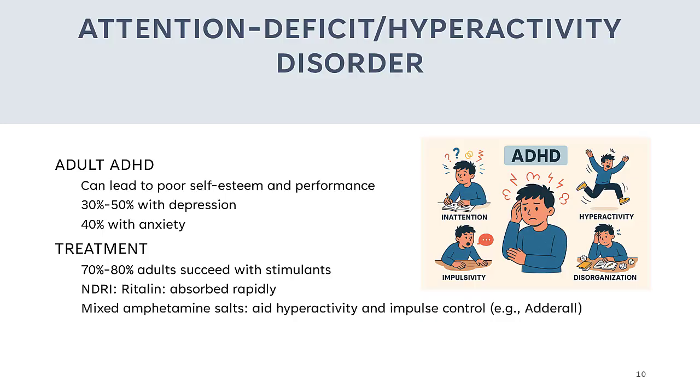NDRIs, such as Ritalin, is historically the first line of treatment. It is absorbed rapidly, and it has a first-pass hepatic metabolism. Mixed amphetamine salts. These are central nervous system stimulants that affect the chemicals in the brain and nerve cells that contribute to hyperactivity and impulse control.